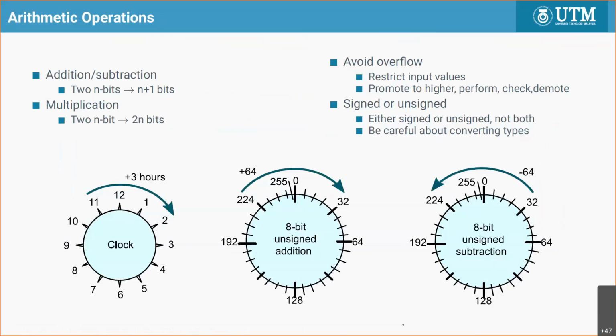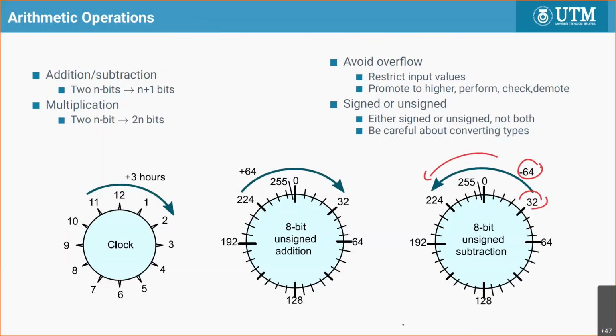Okay, so I think we've seen this before, right? When we add too many numbers and there's an overflow, you have to detect the overflow or the carry. For example, if you see the example of the clock, 3 hours from 11 will become 2 o'clock because it overflows at 12. Same with 8-bit numbers, the limit is 255. If you take 224 and add 64, you'll get 32. Same thing if you go backward, 32 minus 64, you get plus 224.